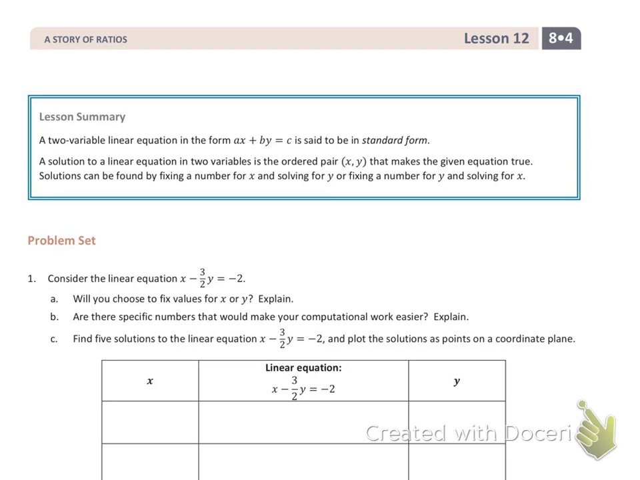So let's summarize what we've done in this lesson. We saw that a linear equation in 2 variables, when it's written in this form of ax plus by equals c, is called standard form. So it's the standard form of a linear equation in 2 variables. And a solution to a linear equation in 2 variables is an ordered pair that makes the equation true. So a value for x that goes with a value for y that makes the equation true. And we found solutions by fixing a number for x and solving for y, or by fixing a number for y and solving for x.